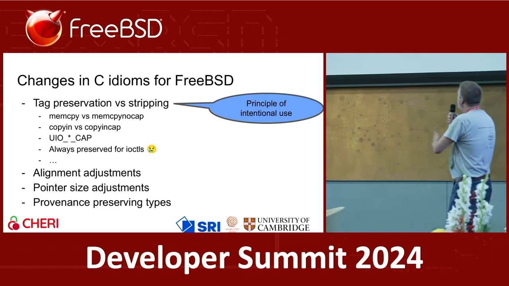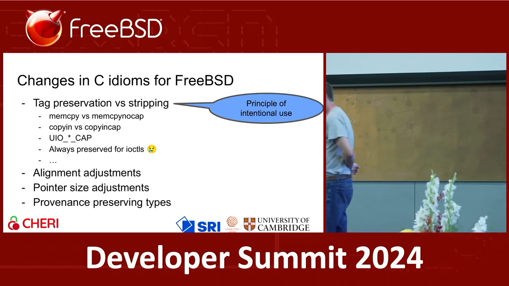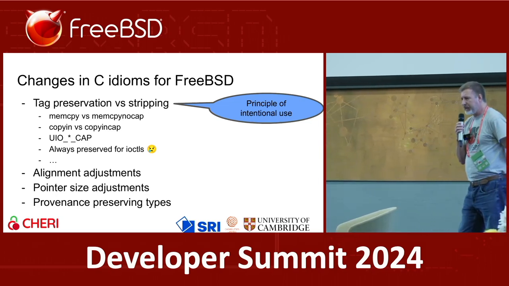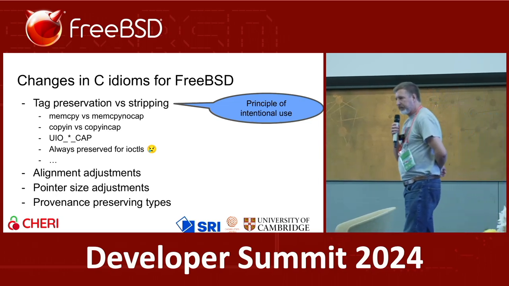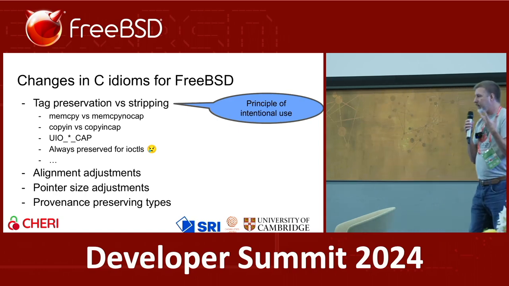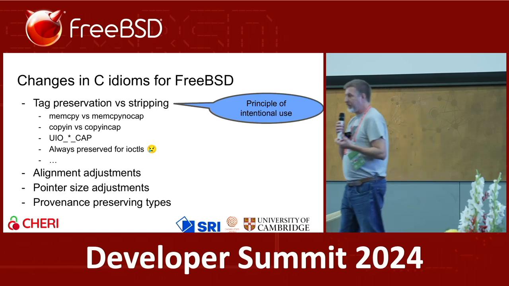And then we have a couple of similar changes to other kernel-specific APIs. So copyin and copyout and that family of APIs for dealing with user memory have extensions to deal with capabilities. So you can choose, when you're copying a structure in from user space, whether or not you believe the structure should have pointers. And if it shouldn't have pointers, then you'll just use copyin.